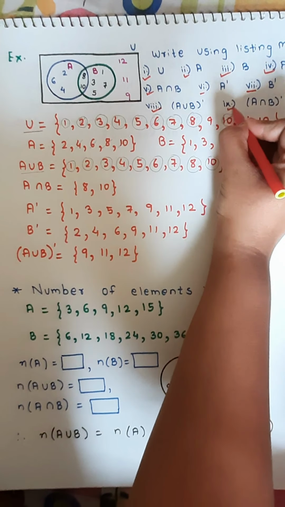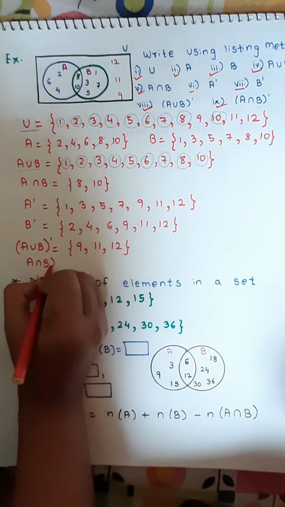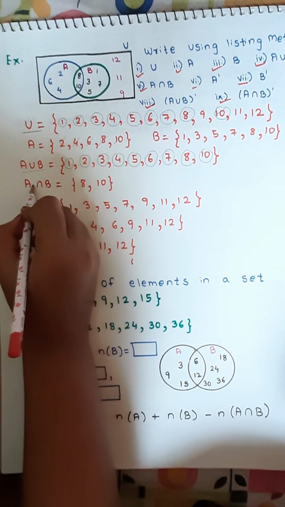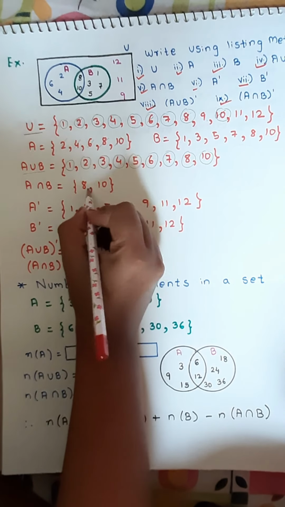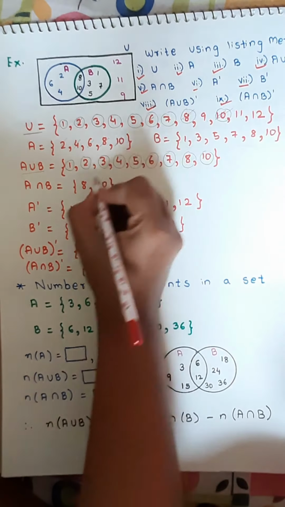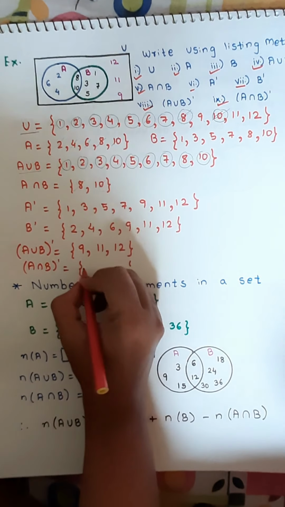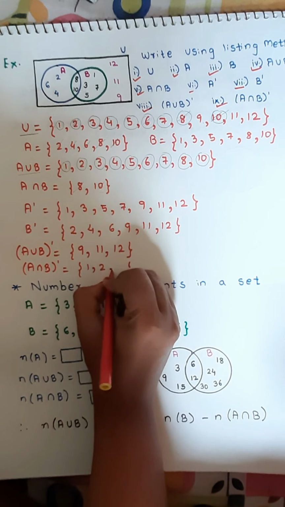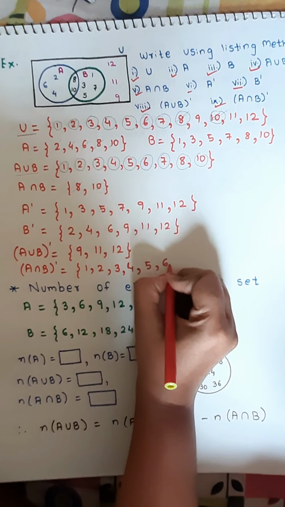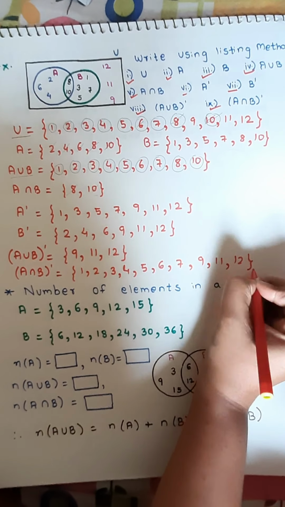Last is the complement of A intersection B. Again just look at A intersection B and the universal set. 8 and 10 is common, only 8 and 10. Rest everything you have to write. 8 and 10 you don't have to write because they are there in this set. Rest copy everything. It's a big set again. So it will be 1, 2, 3, 4, 5, 6, 7, 9, 11 and 12.